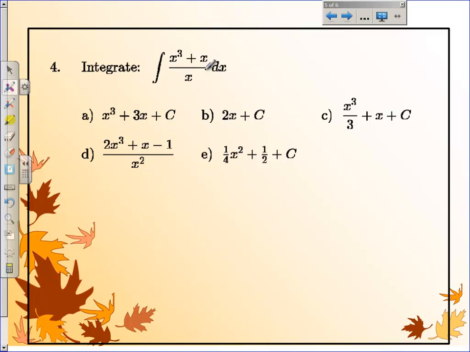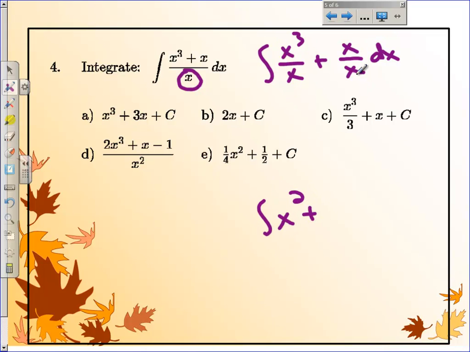All right, what if I have a quotient? Well, there's no quotient rule for integrals either, but you should know that if you have a monomial in the bottom, you can separate this. So we can separate this into the integral of x cubed over x plus x over x dx, and then we can simplify. X cubed divided by x is just x squared, and of course x divided by x is just 1. So now I have something I can integrate or go backwards.